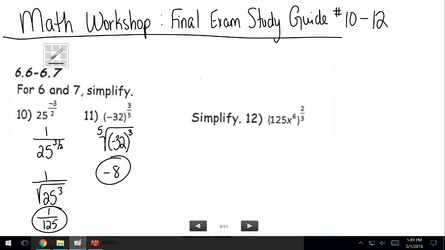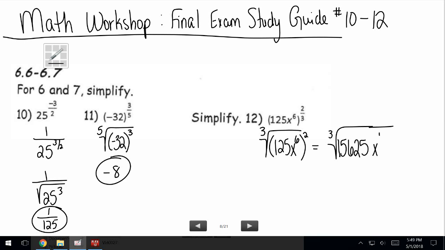All right, the last one is number 12. So remember that whatever you're dividing by is your root. So it's the cube root. And it has parentheses, which means everything, 125 and x to the 6th, is squared. All right, so the first thing that you want to do is you want to deal with your number, okay? Everything is squared. So 125 squared is quite a large number. Then to square x to the 6th, when you have one letter, you multiply. So 2 times 6 would be 12.